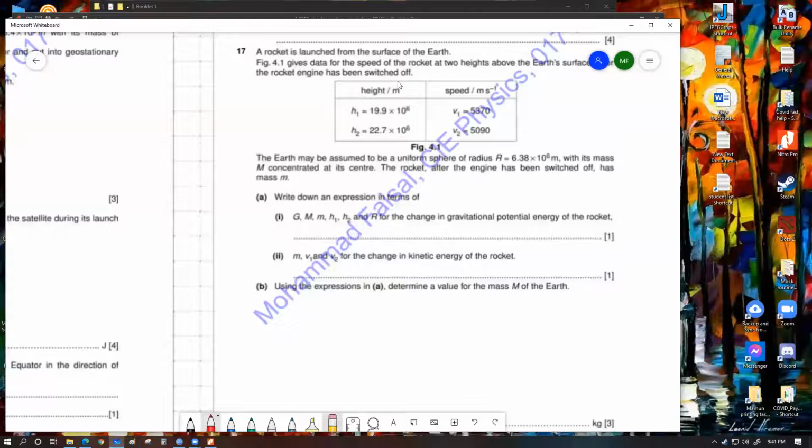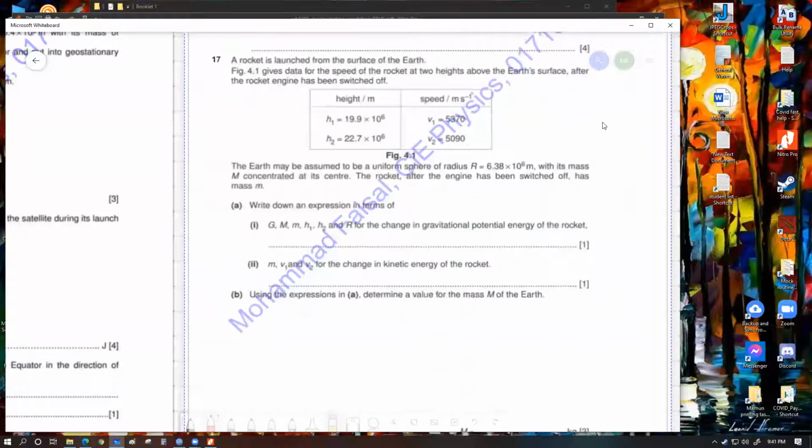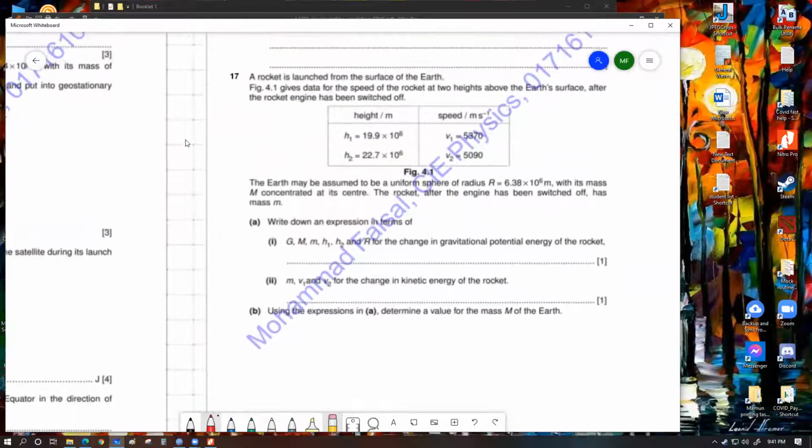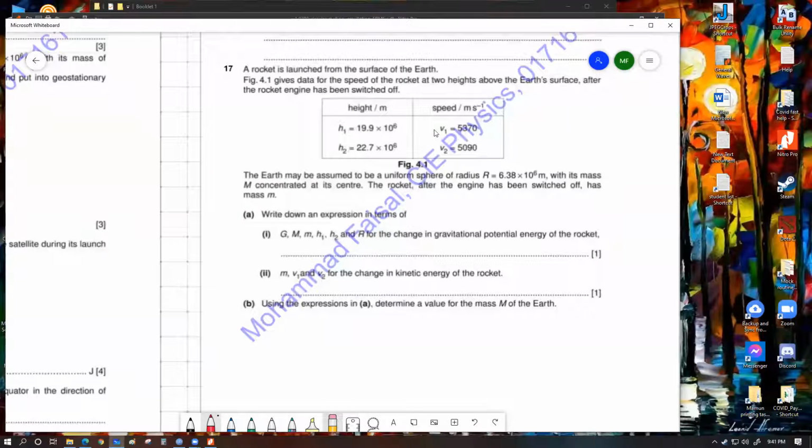A rocket is launched from the surface of the earth. Figure 4.1 gives data for the speed of the rocket at two heights above the earth's surface after the rocket engines has been switched off. So at this side we have this speed and then at this side this was this speed. And the mass was kept constant for both of these heights. What I need you to see is that whenever the rocket was at a closer height, 0.9 × 10^6, it had a higher speed. As the rocket moved further away, it has a lower speed, which means basically it is converting its kinetic energy to gravitational potential energy to slowly get away from the earth.